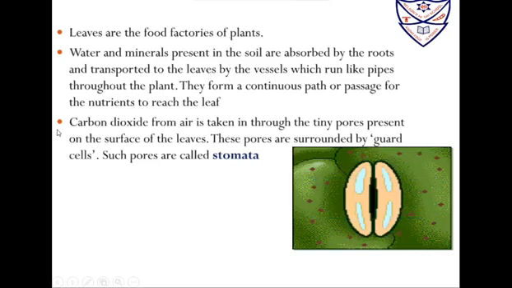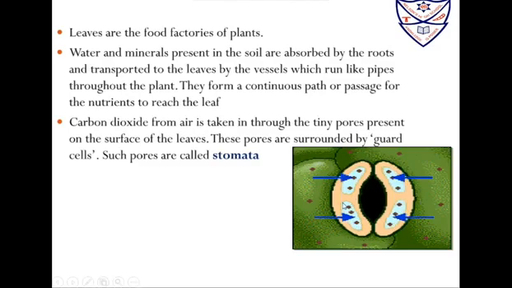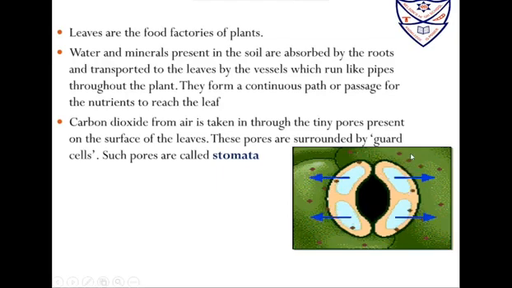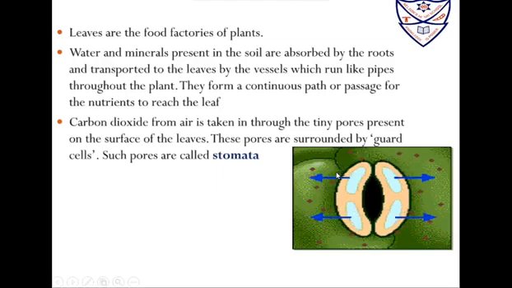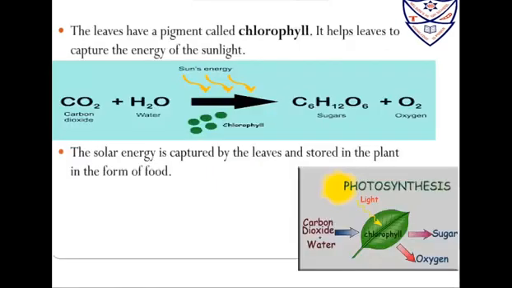Plants also need CO2, carbon dioxide, for photosynthesis. So they get the CO2 from the air. Plants have stomata. These are pores in the plants. There are two guard cells which have a hole in between. This is what is called a stomata. This stomata helps the plant to take in the carbon dioxide from the atmosphere, which is required for photosynthesis.